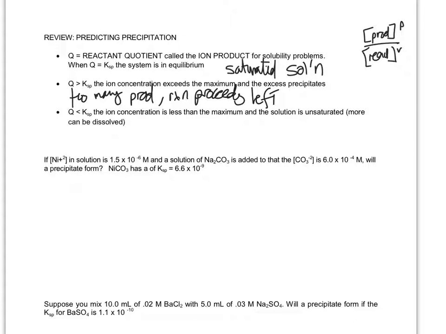And if it's proceeding to the left, remember you have your solid going to your aqueous ions, right? So if your products are too many, that means it's going to shift to the left to make more of the solid, and therefore it's going to precipitate. So a precipitate forms.